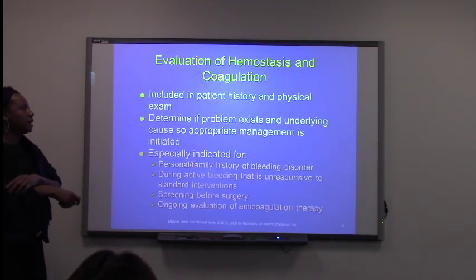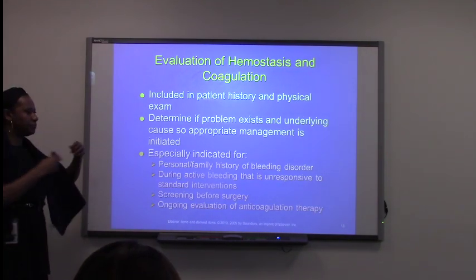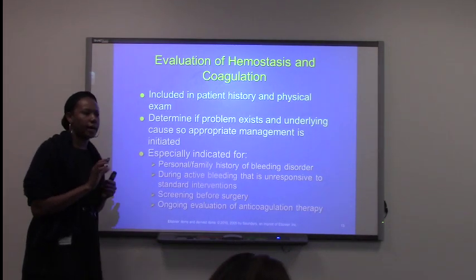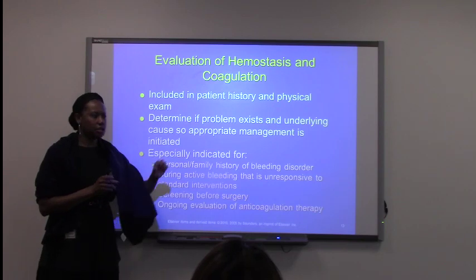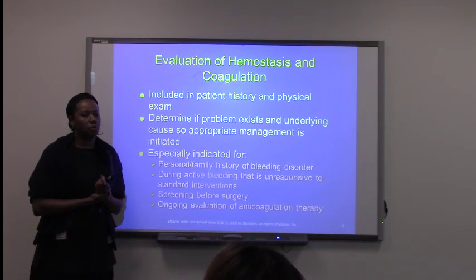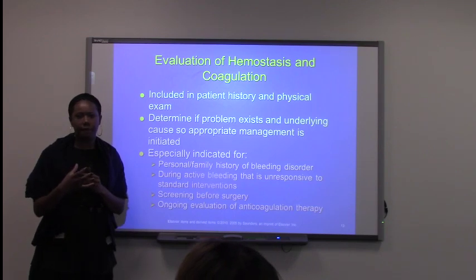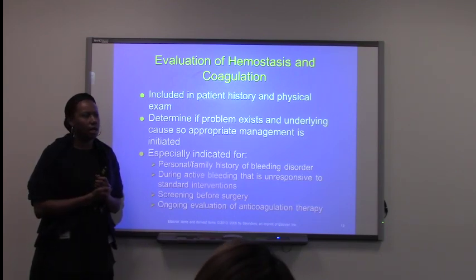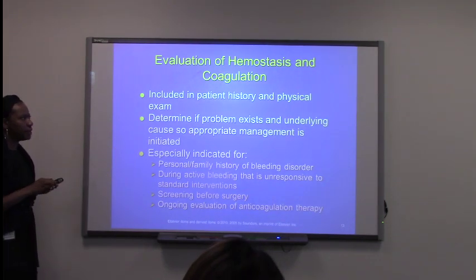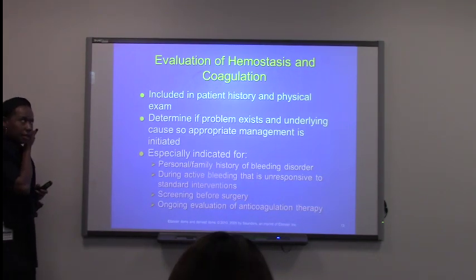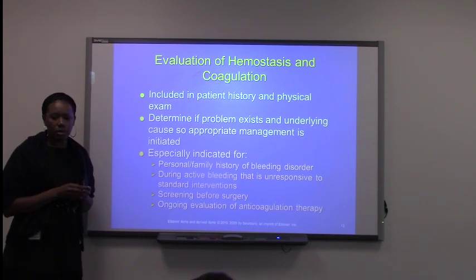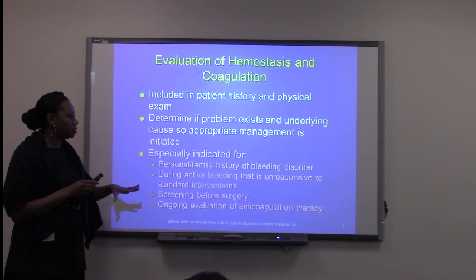Now the next thing we have to go over is, before we get into all the different types of coagulation diseases, let's review how you would do any kind of evaluation or management of patients that have coagulation issues. The first thing is evaluation. This includes patient history and physical. You want to determine what's going on so you'll know how to manage the patient.